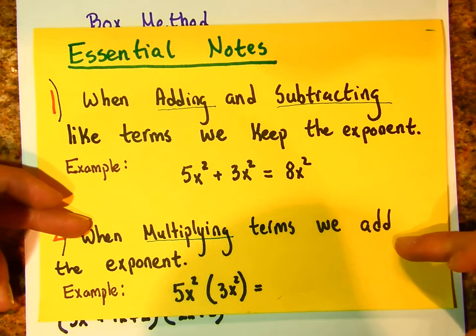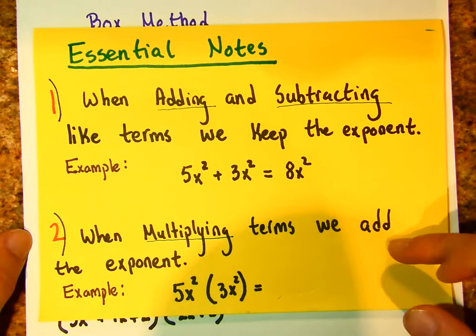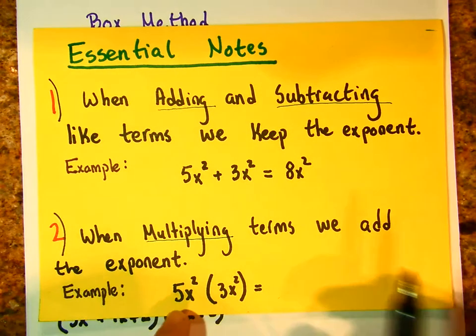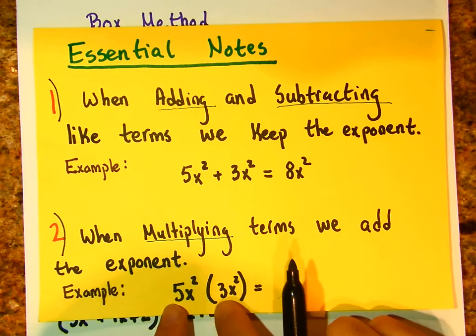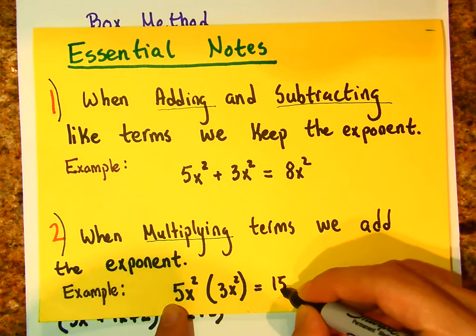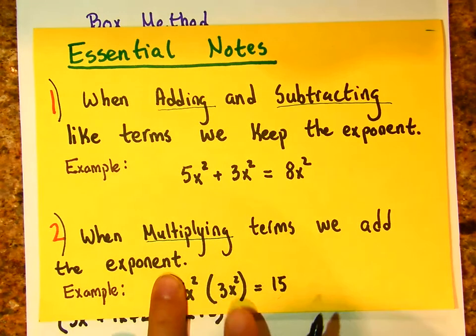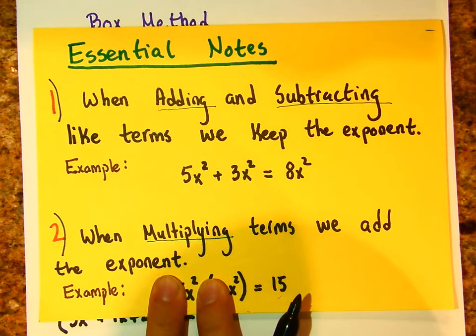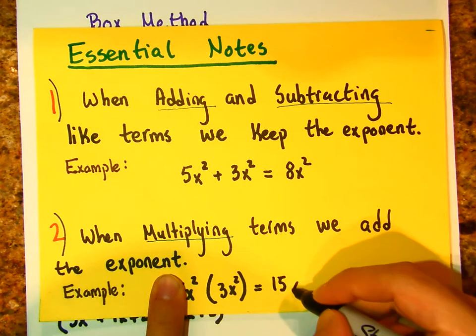But when we're multiplying terms, we have to add the exponent. Okay, so this is very crucial. So notice that here we do 5 times 3, 15, and this x squared times x squared over here becomes x to the 4th.